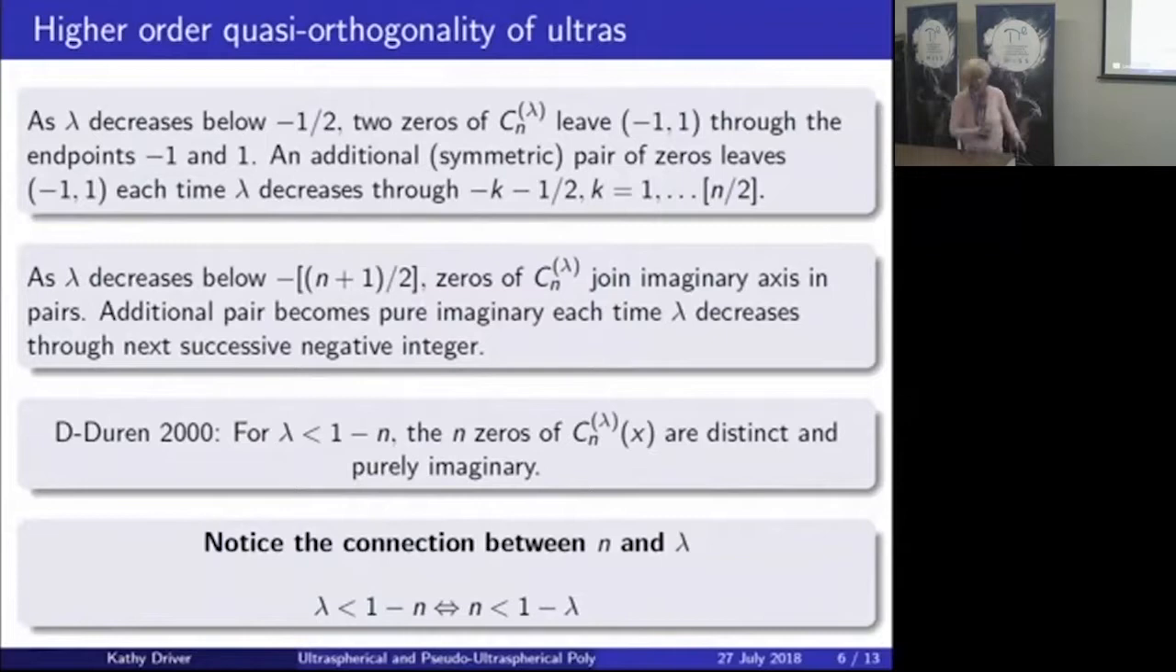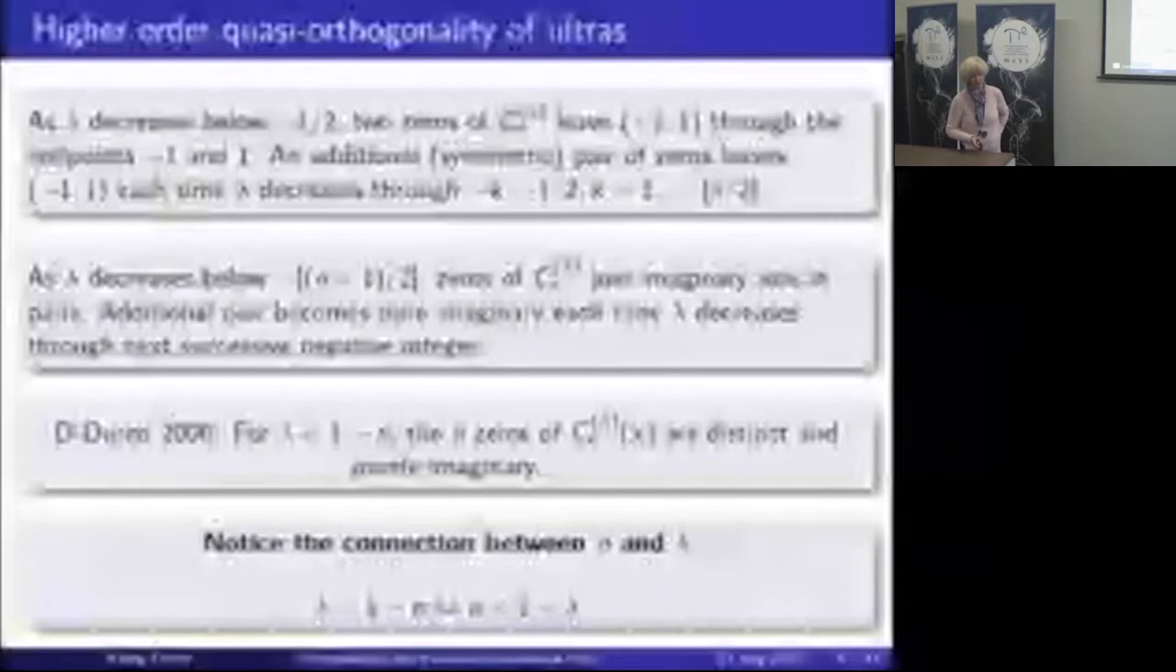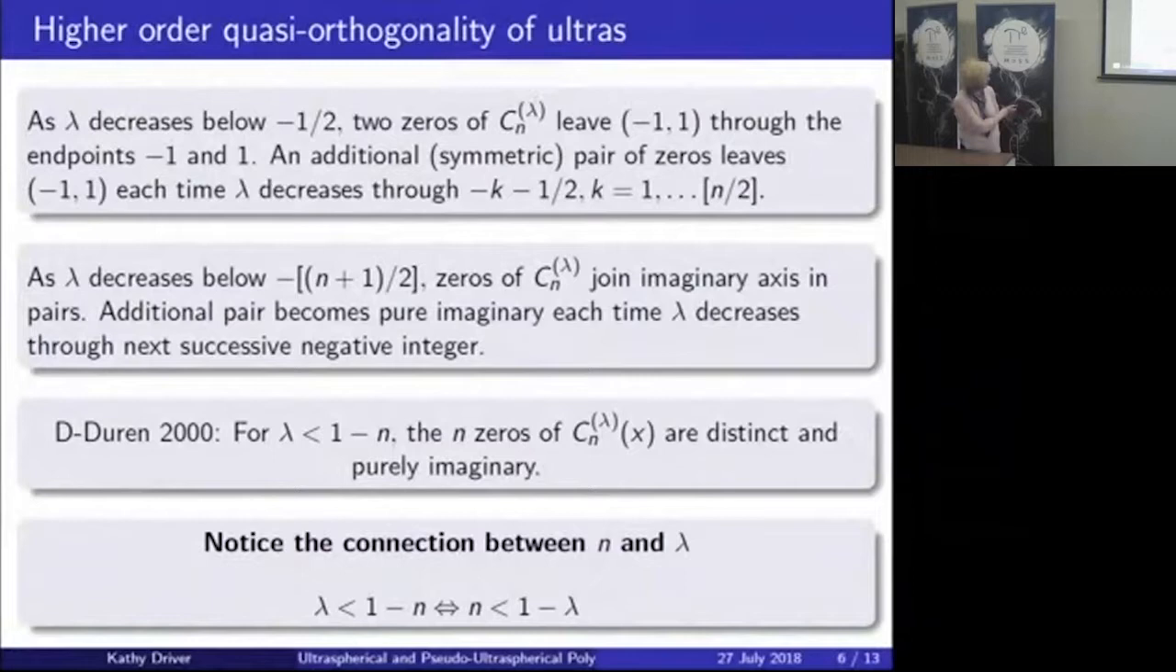This all sounds very, very nice. There's something very important here that I want to highlight. The orthogonality of the sequence holds for lambda greater than minus a half. It doesn't depend on n, the degree of the polynomial. Here, I have a dependence, a relationship between the parameter lambda in the ultraspherical polynomial and the degree of the polynomial n. And there's no escape. So depending on how negative lambda is, I only have a finite sequence. It's not an infinite sequence of orthogonal polynomials.